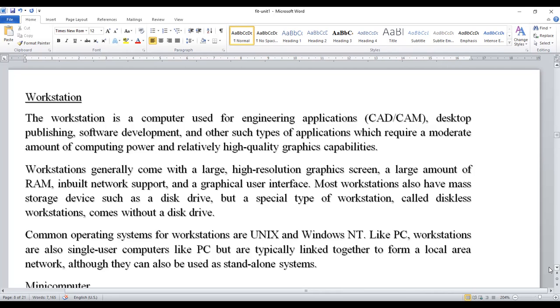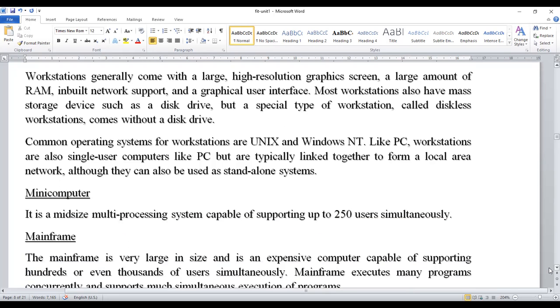Like PCs, workstations are also single user computers, but they are typically linked together to form local area networks, although they can also be used as standalone systems. So these are the different types of computers. Now we will see how these workstations look.